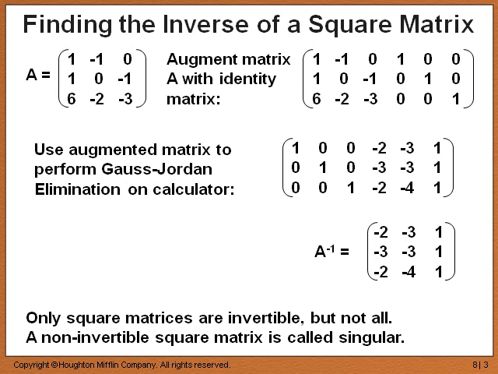Singular. Now on the next screen we're going to see how to find out whether a matrix has an inverse or not. But for now you should make sure that you write this down and understand it. Only square matrices are invertible, but not all. A non-invertible square matrix is called singular. Now the matrix A given here on the upper left portion of the screen is invertible because it has an inverse, and therefore it would not be called singular.